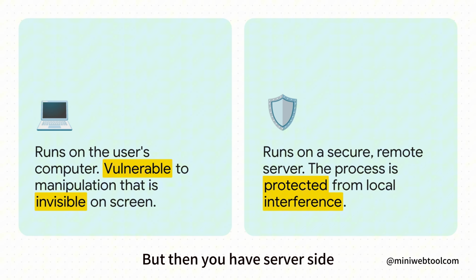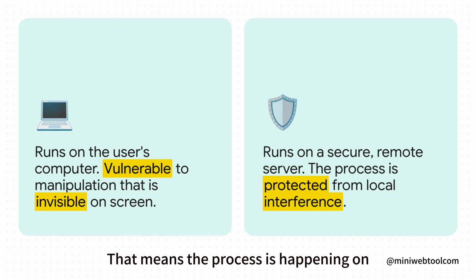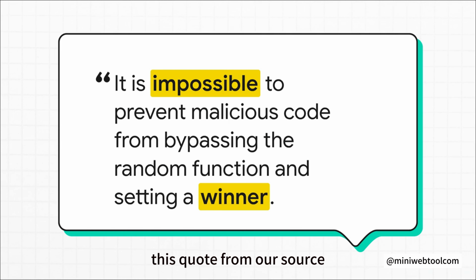But then you have server side. That means the process is happening on a totally separate, secure computer. That's like handing the hat to a neutral third-party official. They draw the name, and the process is completely protected from any local meddling. And listen, this quote from our source material just nails it. It's saying that with those client-side tools, because the code is running right there on your machine, it's totally possible for someone to secretly bypass the random part and plug in whatever winner they want. It can happen in the background, completely invisibly, no spinning wheel, no drama, just a pre-decided outcome.